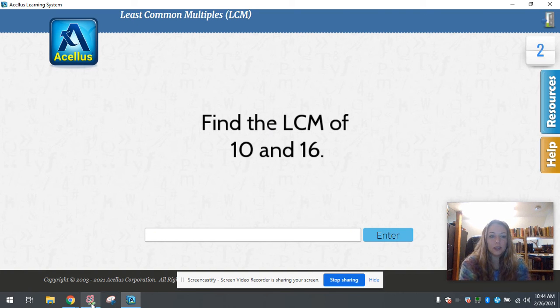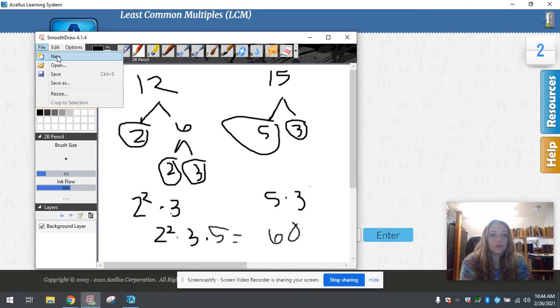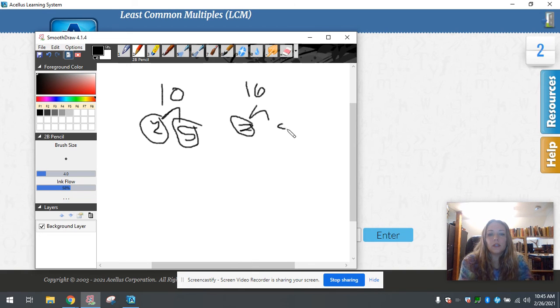10 and 16. 10 factors down to 2 and 5. 5 times 2 is 10. 16 is even. I'll factor it down to 2 and 8. 8 is even, so I'll divide by 2 again.